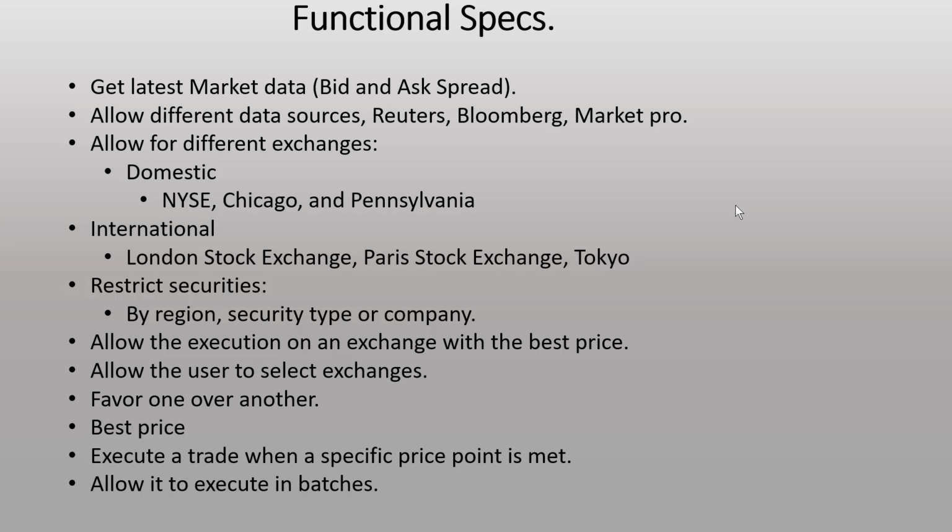Now, there are also different exchanges. They want to be able to deal with domestic ones: the New York Stock Exchange, Chicago, and Pennsylvania. International, they also want to deal with the London Stock Exchange, Paris Exchange, Tokyo, whatever. Next, they want the ability to restrict securities. They want to be able to do it by region, security type, or company. They also want to allow execution on the exchange with the best price.